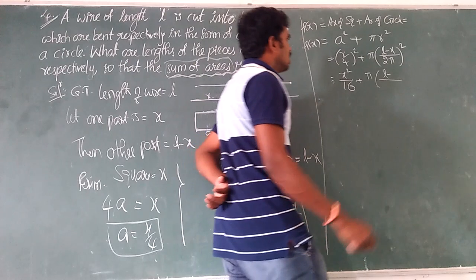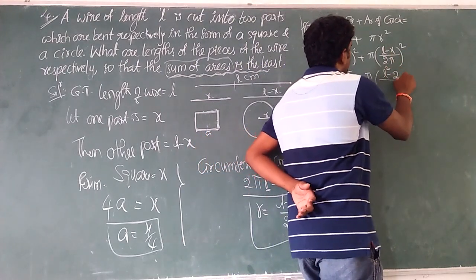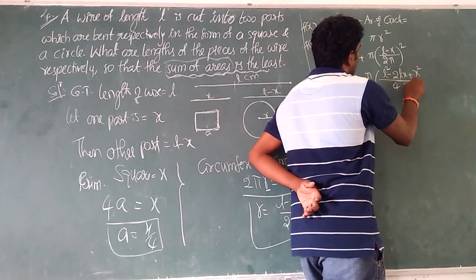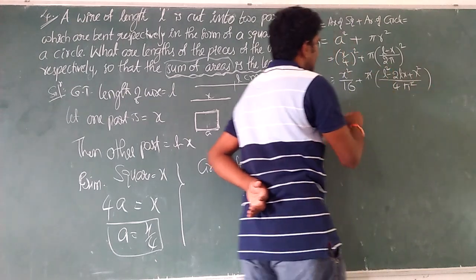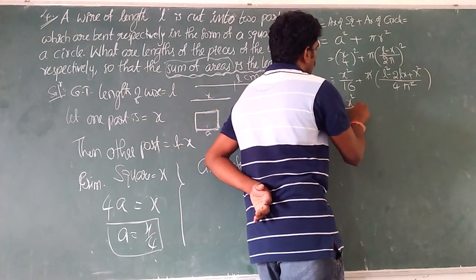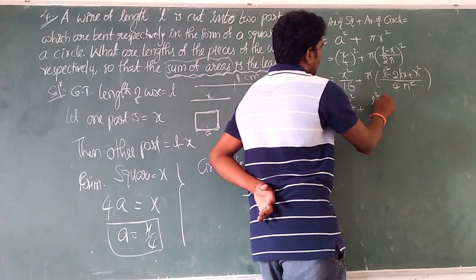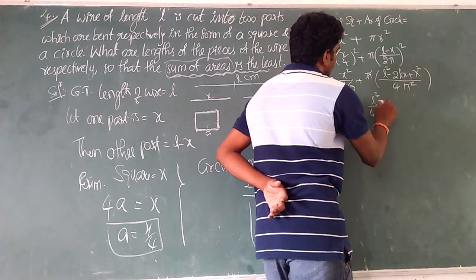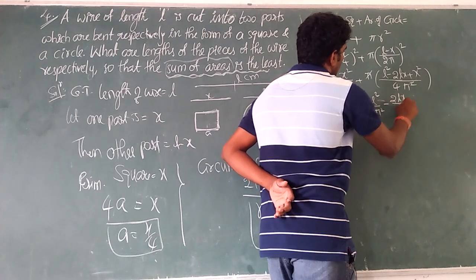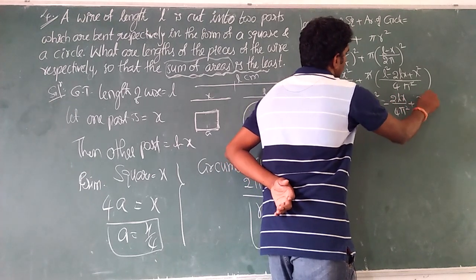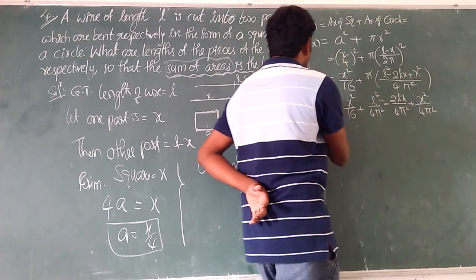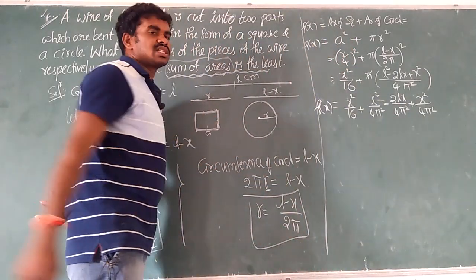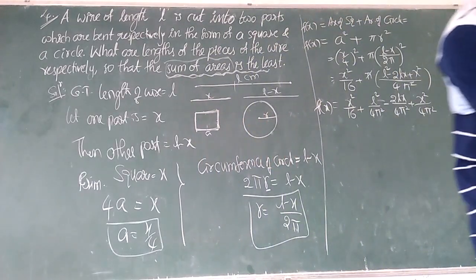Using (a minus b) square equals a square minus 2ab plus b square: x square by 16 plus pi into (L minus x) whole square by (2 pi) whole square. 2 square is 4, pi square is pi square, and of course one pi cancels. The remaining is x square by 16 plus L square by 4 pi minus 2Lx by 4 pi plus x square by 4 pi. Okay, so this is the sum of the areas of the square and circle. Any doubt?